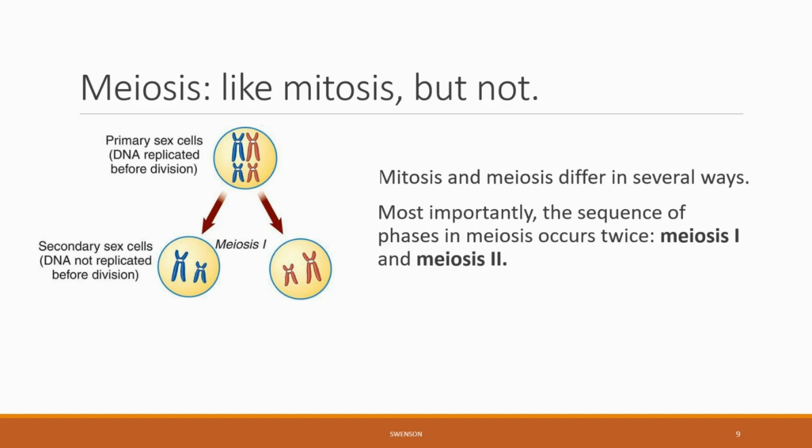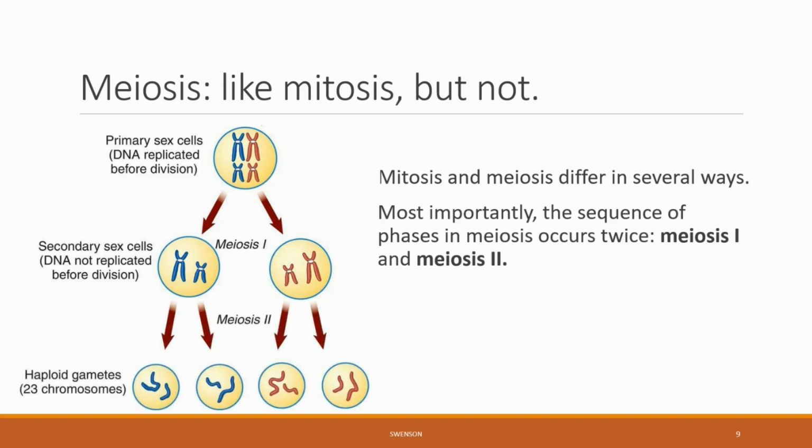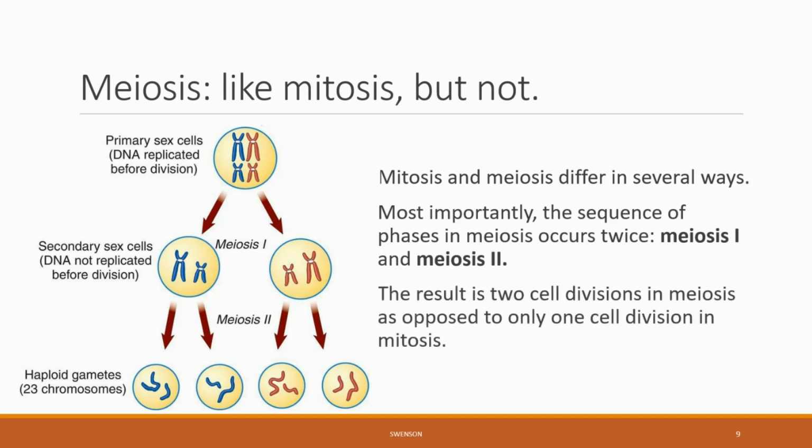Meiosis I separates the homologous chromosomes into separate cells. The sister chromatids are still intact at this point. We went from one diploid cell at the top to now having two haploid cells after meiosis I. Then meiosis II pulls apart the sister chromatids and creates four haploid cells in total.